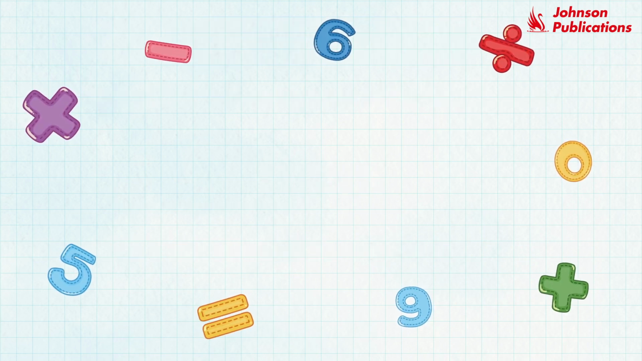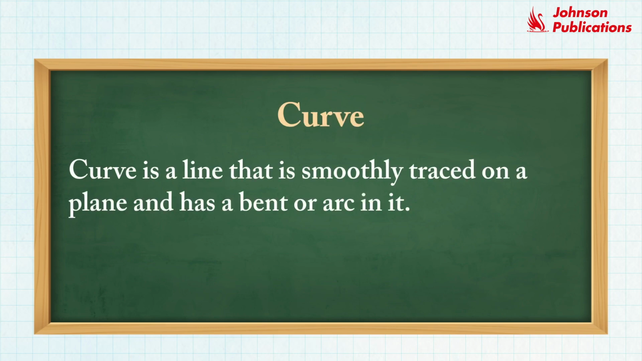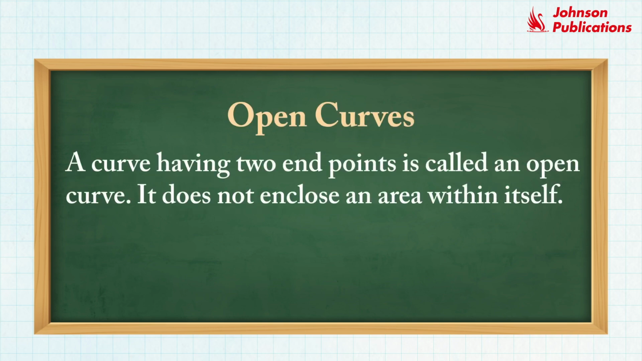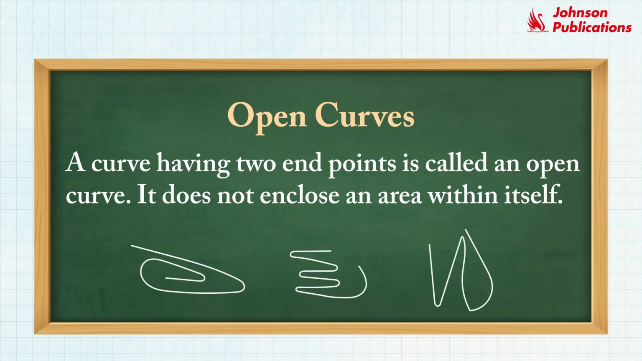Curve. A curve is a line that is smoothly traced on a plane and has a bend or arc in it. Open curves. A curve having two endpoints is called an open curve. It does not enclose an area within itself. These are examples of open curves.